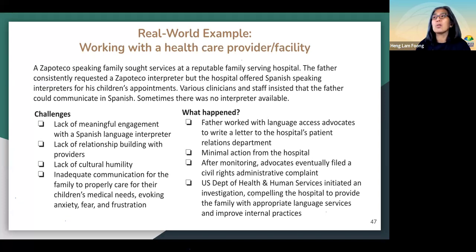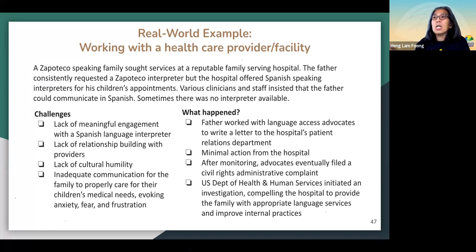So this is healthcare focus, of a family from Zapotec who speaks the indigenous language and was trying to access services for 2 children. So dad had asked for a Zapoteco interpreter, but the hospital kept offering Spanish-speaking interpreters for his children's appointments, insisting that he speaks Spanish. And sometimes there was no interpreter available at all.